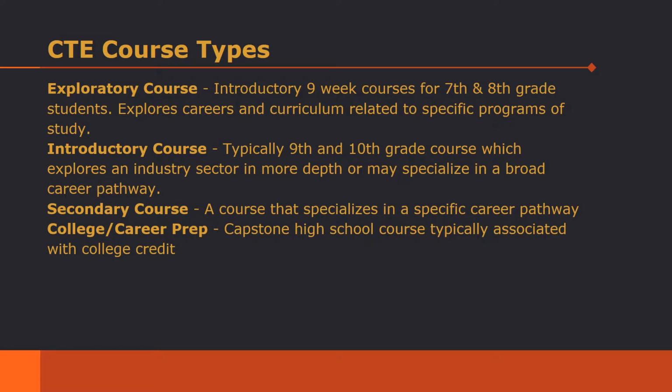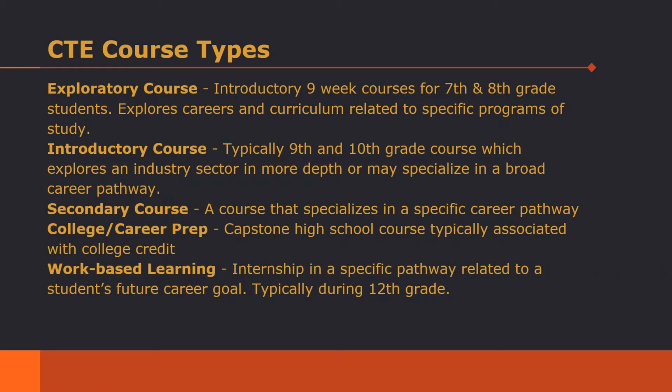We have our college and career prep courses, also called capstone courses at the high school. And those are courses where the student may earn dual credit or college credit. And then finally, we have work-based learning. For example, with our agriculture classes, the students may participate in a supervised ag experience called an SAE, where they are effectively interning for a possible future job.